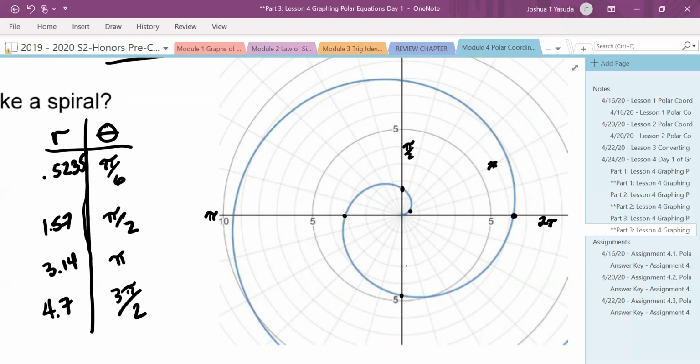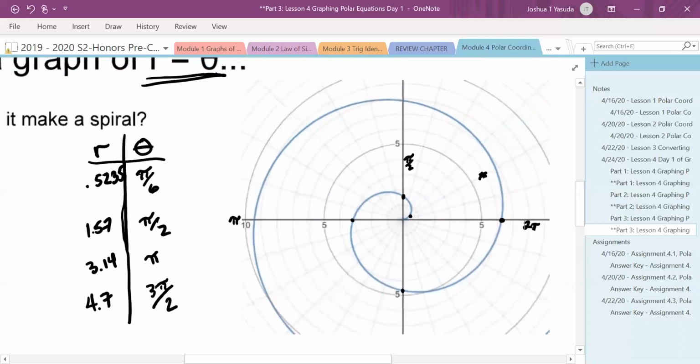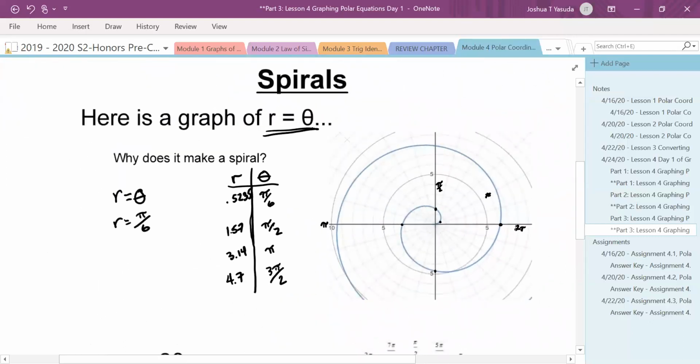And so you get this idea of the spiral going out. So that's why it makes a spiral when it's just r equals theta. You don't have to make a table. I just want to talk about why it makes this spiral.